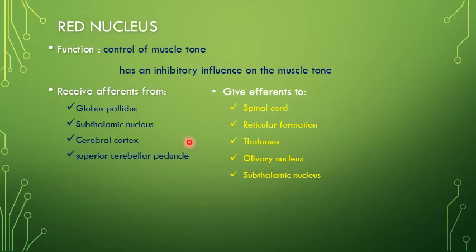So here you have to note the globus pallidus and subthalamic nuclei giving the efferents to the red nucleus, which act as an afferent for the red nucleus. So the red nucleus again sends the impulse to the reticular formation, thalamus, olivary nucleus and subthalamic nucleus to maintain the muscle tone regularly.